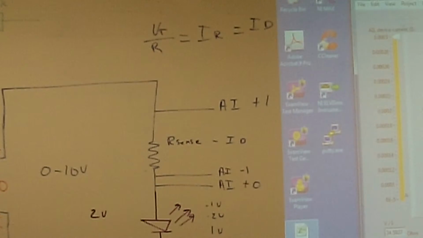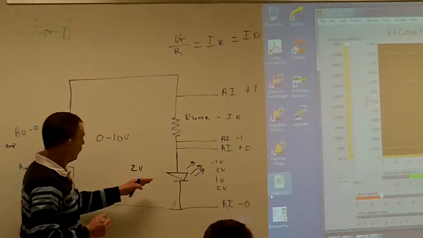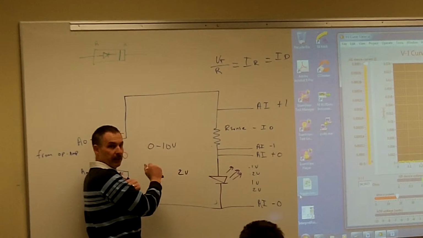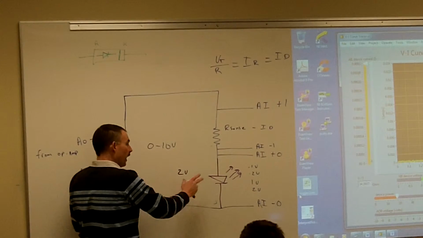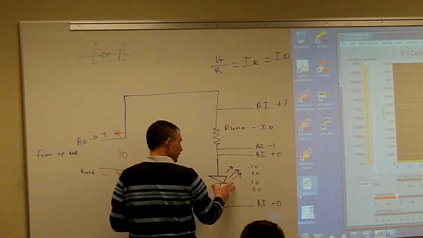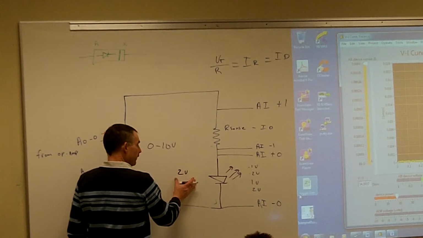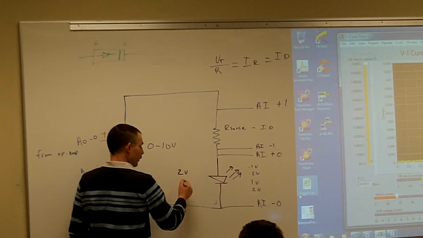So when that LED turns on and lights up, no matter what I do with my voltage source, that LED is not going to drop anything more than 2 volts. I know that if I look at the specifications on this LED, I can't have it exceed 40 milliamps.